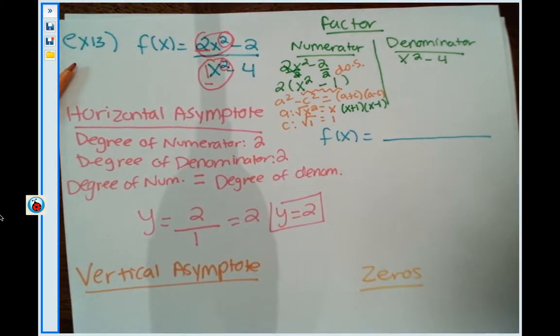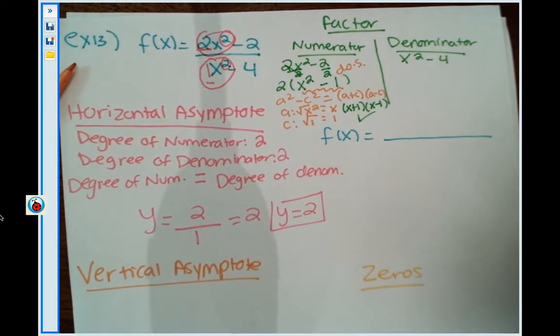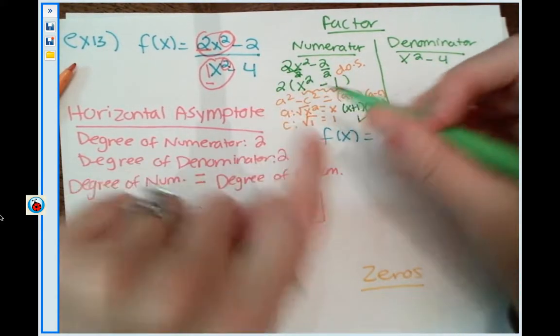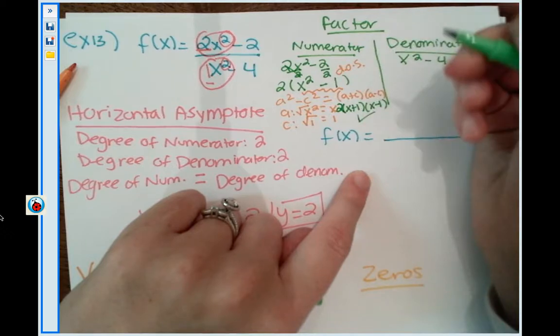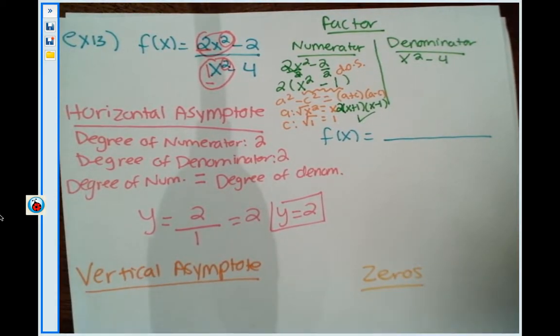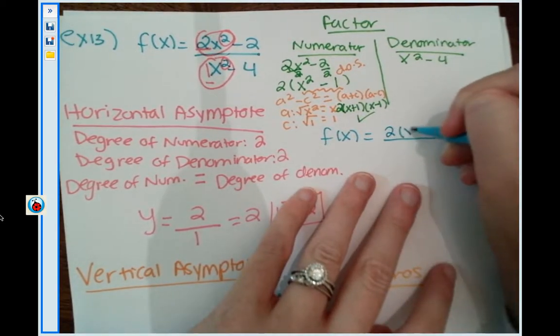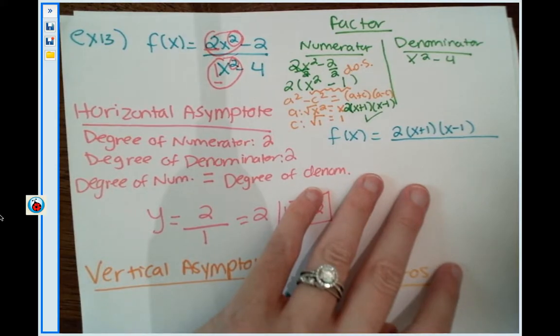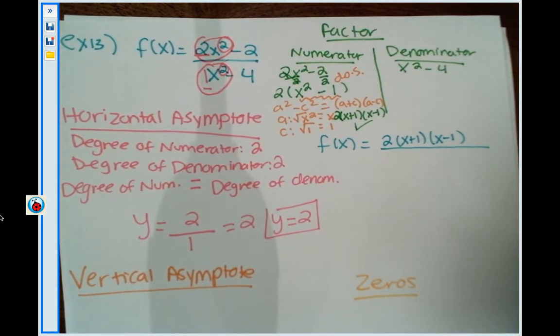Yay, so our numerator is factored. And don't forget about your bestie GCF right there. Everyone always forgets about him. Poor old GCF. So that is going to be our numerator. So our numerator is 2 times x plus 1 times x minus 1. Alright, so our denominator.